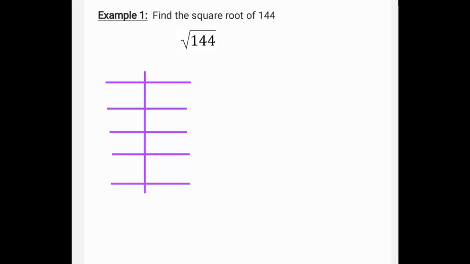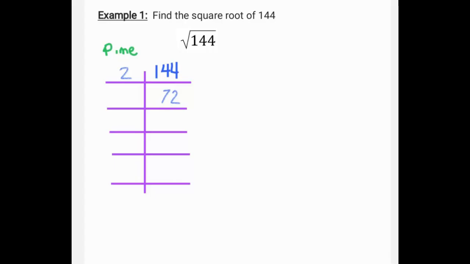Example 1, we're finding the square root of 144. So what we're going to do is a division ladder, where we take the 144 and put it right here. Then we're going to take a prime number. We have to start listing all the prime numbers on this side right here. So what are the prime numbers that go into 144? We can start with 2. 2 goes into 14 7 times, and 2 goes into 4 2 times evenly.